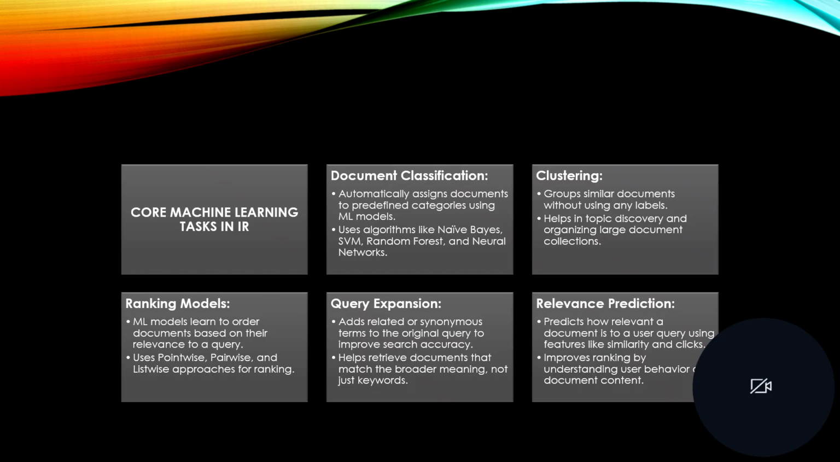And finally, document representation is crucial. It means converting the text into mathematical form so machines can process it. Techniques like TF-IDF, word embeddings, and transformer embeddings help systems understand the semantic meaning. So these core ML tasks work together to make the search system smarter, delivering accurate, personalized, and meaningful results.